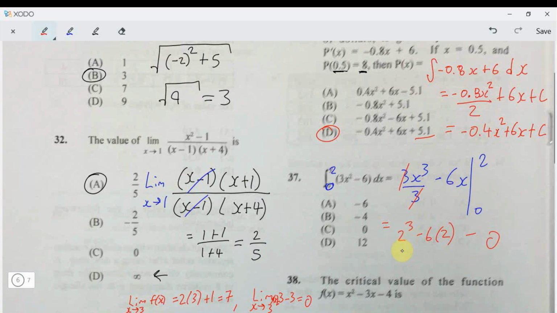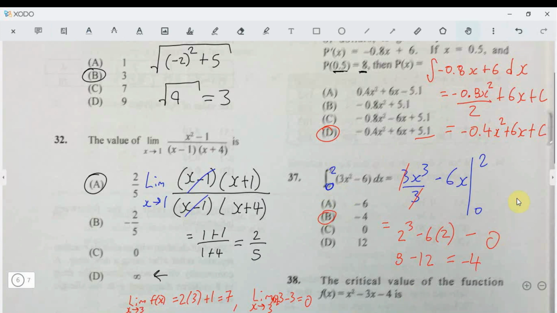2 cubed is 8. So you get 8 minus 6 times 2, which is 12. 8 minus 12 is negative 4. That's option B. Very easy.